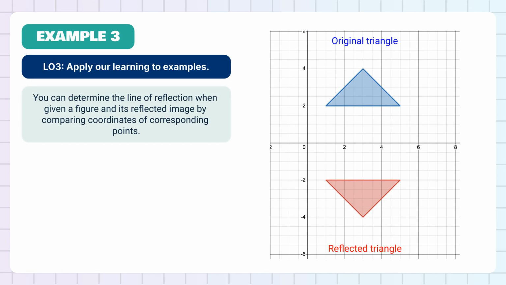When given a figure and its reflected image, you can also determine the line of reflection by comparing the coordinates of corresponding points. The original triangle ABC has points A (1, 2), B (3, 4), and C (5, 2). The reflected triangle has points A' (1, -2), B' (3, -4), and C' (5, -2). By comparing coordinates, we can find the line of reflection. Point A, which is (1, 2), becomes A' (1, -2), indicating a reflection over the x-axis.